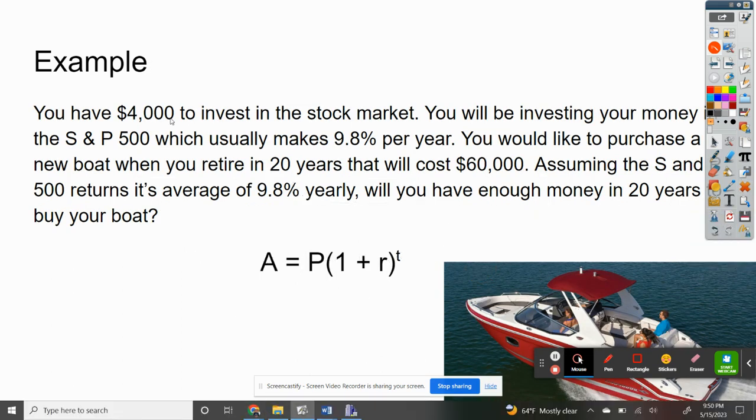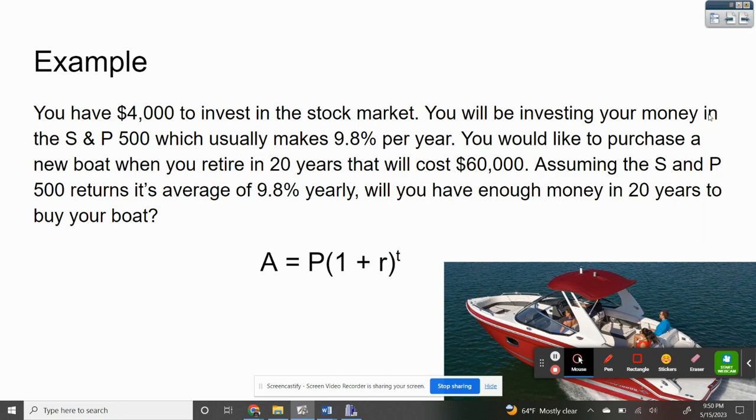Okay. You have $4,000 to invest. Nice. You're going to invest in the stock market, and you'll be investing your money into the S&P 500, which is basically a big basket of stocks of the 500 largest companies in the United States. And this makes about 9.8% every year on average. So we're just going to assume that this investment is going to make what it does on average, which is 9.8%.